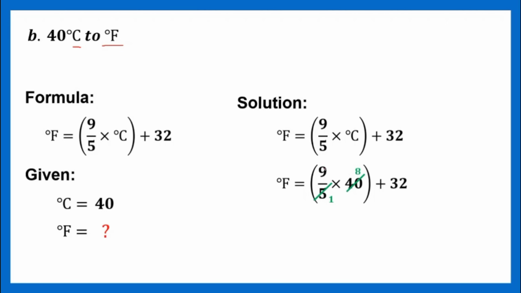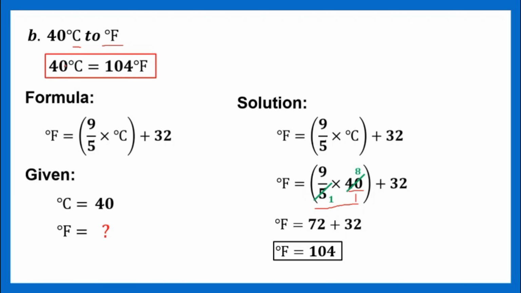Diba? Tapos, 9 times 8 is 72. 1 times 1 is 1. So, that's 72 over 1. Para yung 72 over 1, pwede na siya maging 72 na lang. Kaya, ito yung lalabas. So, 72 plus 32. Ayan. So, pwede na yung matanggal sa parentheses. So, 72, ito yung sagot dito sa buong yan, plus yung 32 sa labas. And, i-add mo na lang. The answer is, degrees Fahrenheit is equal to 104. Ayan. That's the final answer. Isulat natin dito. 40 degrees Celsius is equal to 104 degrees Fahrenheit.